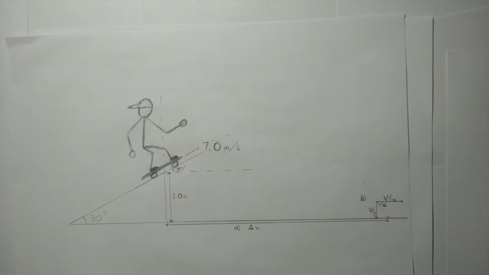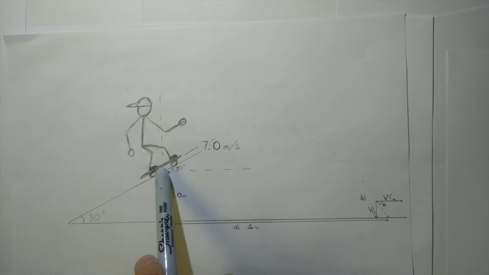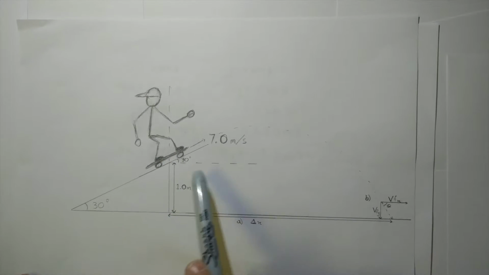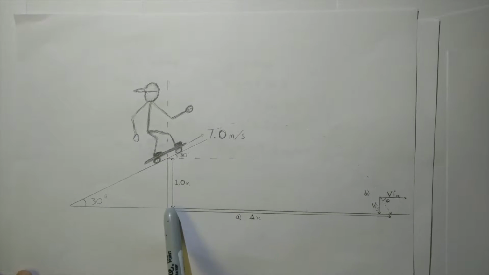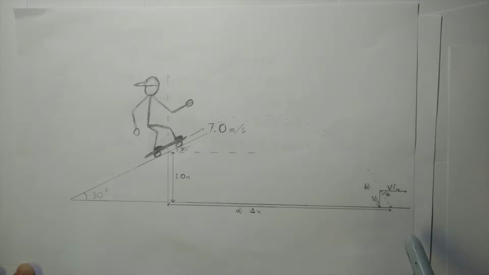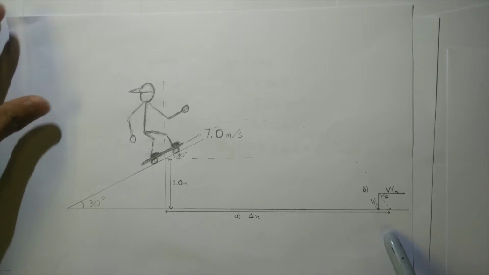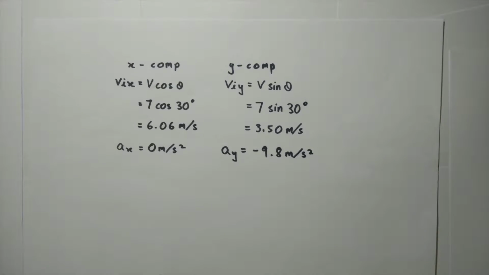So we show you a diagram here. This is a guy, 1 meter high, 30 degree. So this will be question 1. How far will it be? Second question: What's the impact velocity? So now we show you an equation.